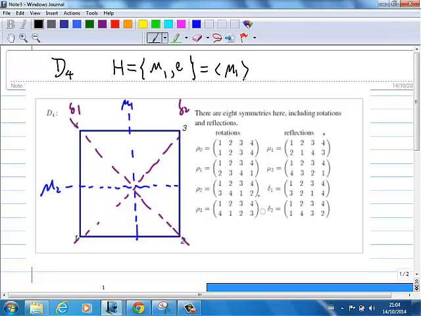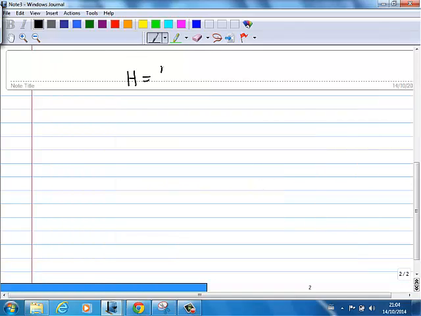Let's try to figure out all the 4 distinct cosets here. Then we have to figure out, is this a normal subgroup? H equal to E, mu1. Alright? Okay, now what other cosets can I talk about? Of course, one of the cosets is H already. Let's try another coset.